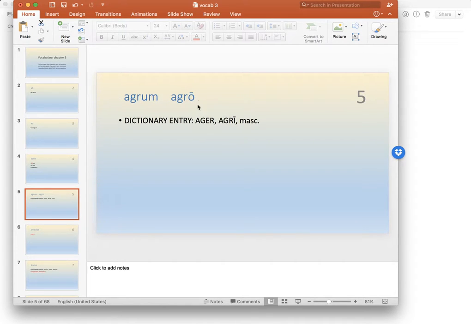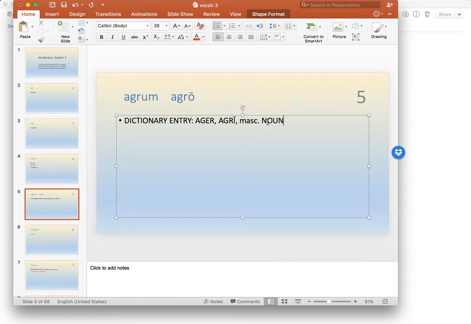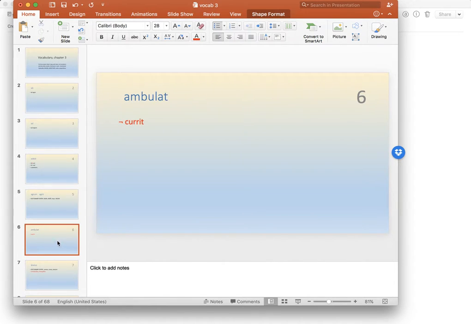Agrum or agro both mean field. The dictionary entry will look like that. That's how you know it's a noun, when you have this sort of entry in the glossary.